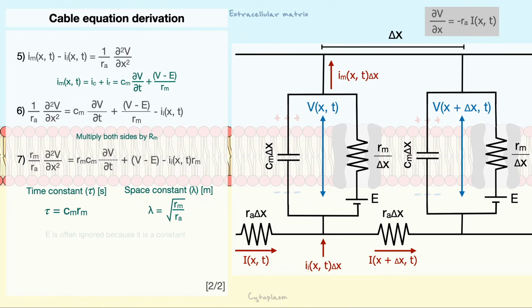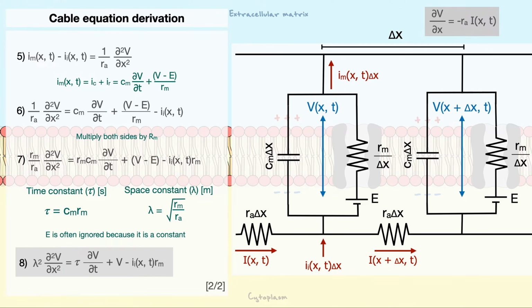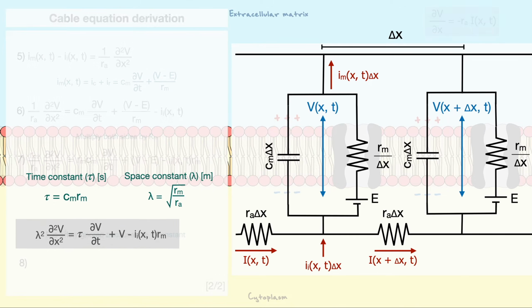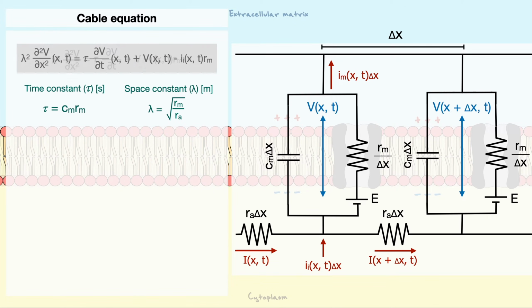Another quick note, since E is a constant and can be essentially treated as an offset, you will often see this equation without the E in order to make it simpler. In all, the equation that governs how the membrane potential changes as a function of time and space in our model cylinder is this very complicated second-order partial differential equation.